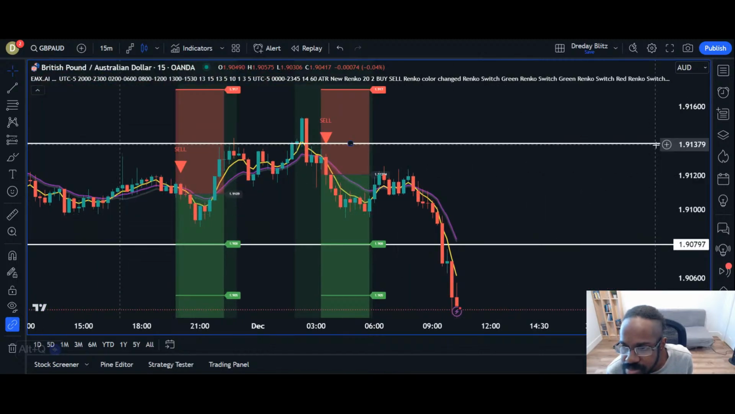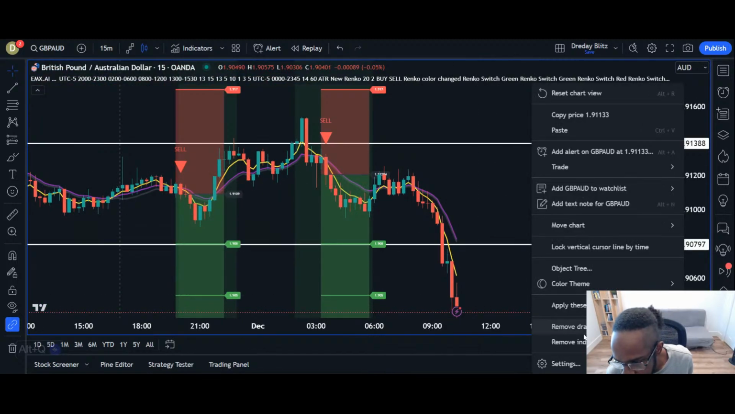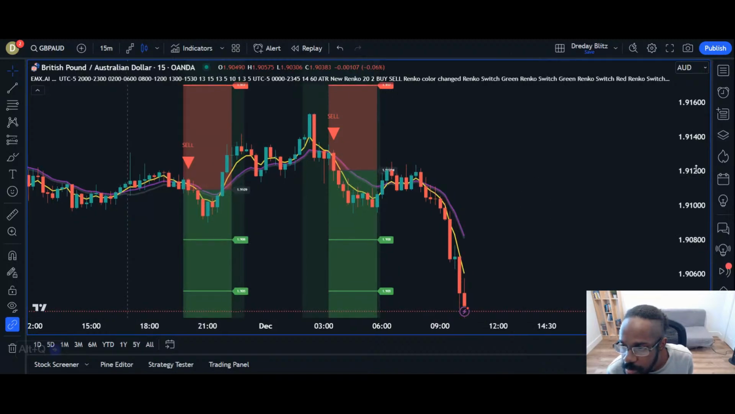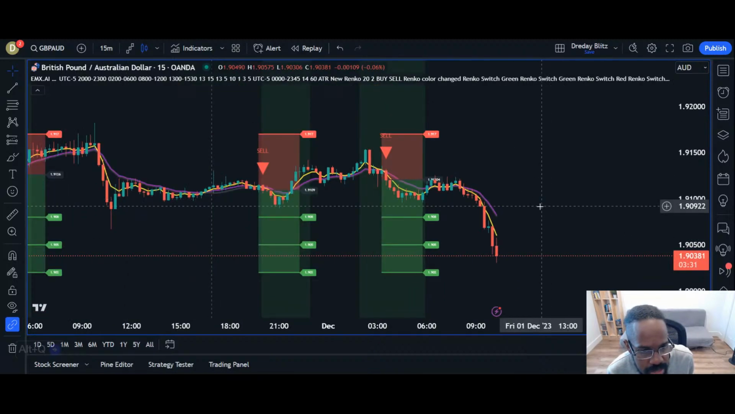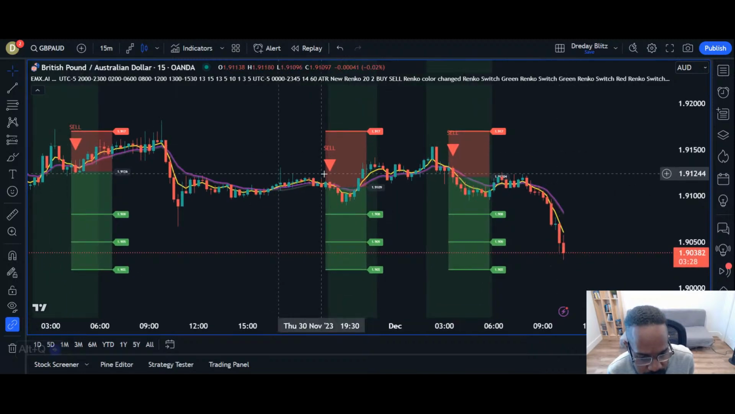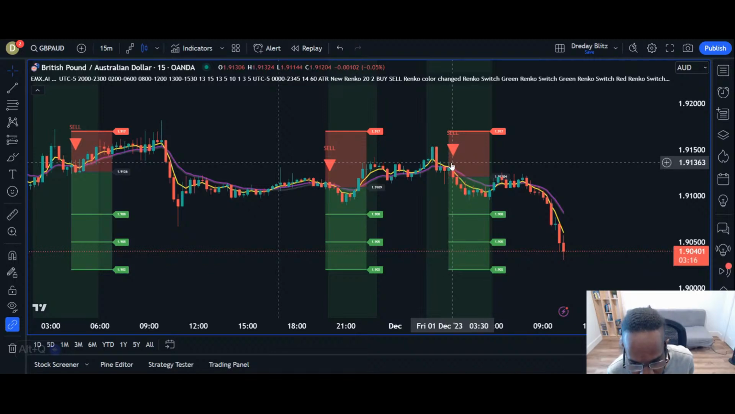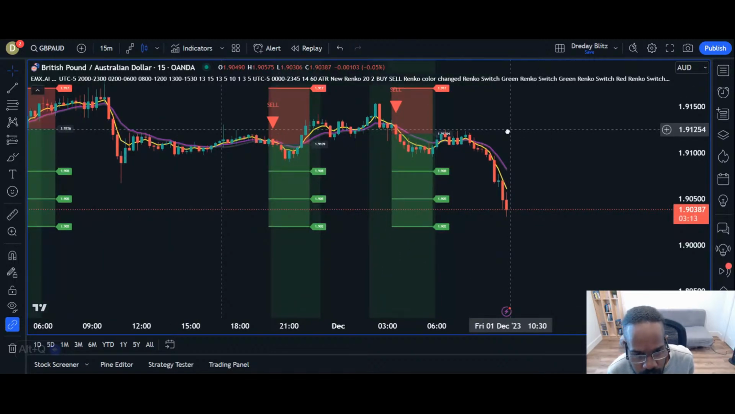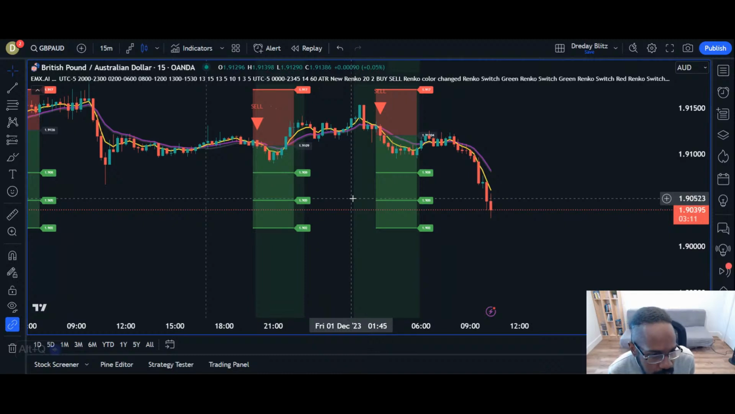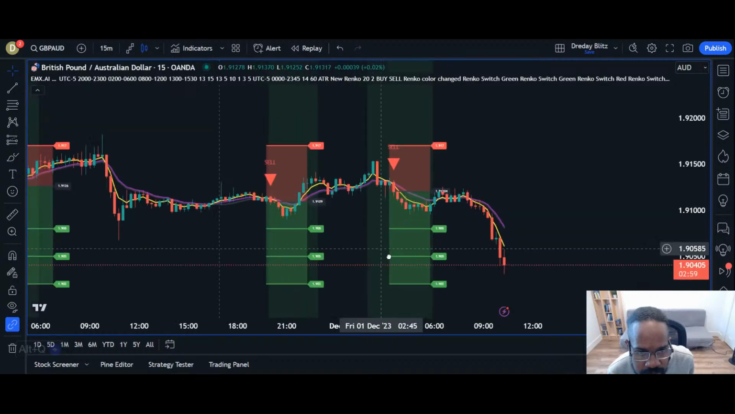There you go. Just remove the drawings here. Perfect. So as you can see, we had two sells. You had one last night at 8:30, and then you had another one at London at 3:30. And those two trades currently are at TP. See here. So TP2, going to TP3 right now.